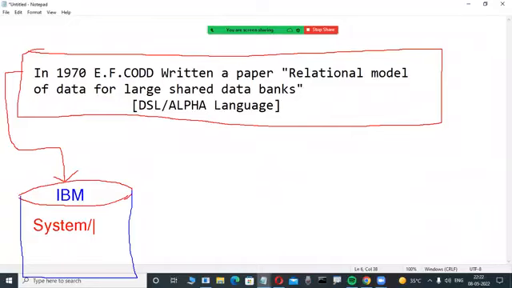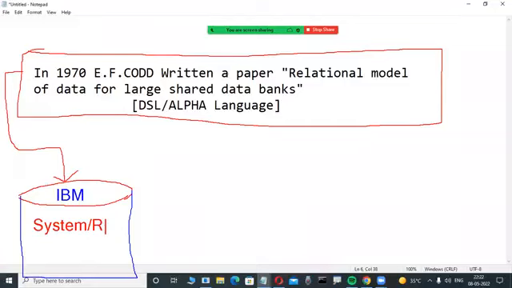System R was first built on a network data model, but whenever they applied the relational data model concepts, unfortunately, that was successful. System R is a project. The first relational database in the world was introduced by IBM, and that product name is System R. Now, it is not available.